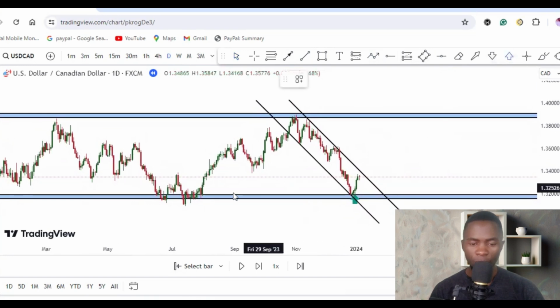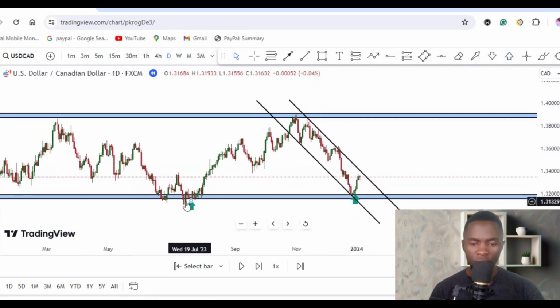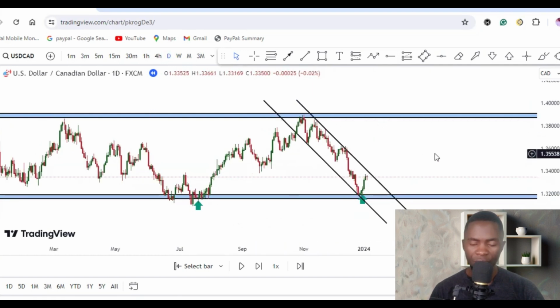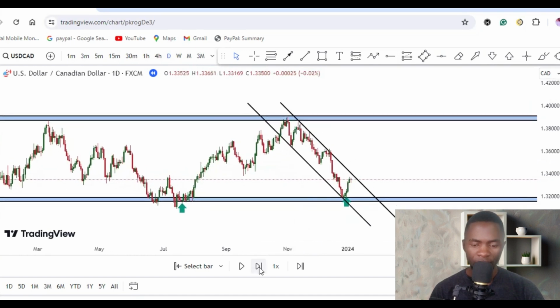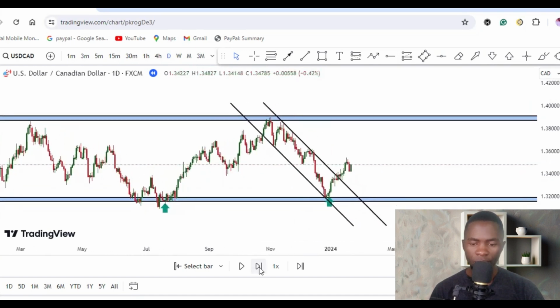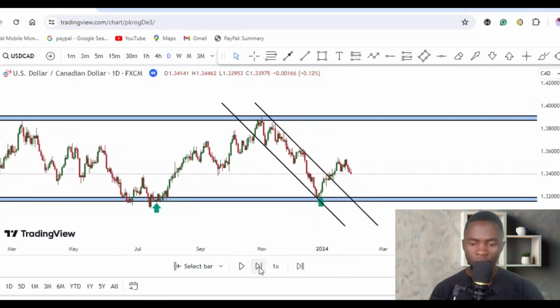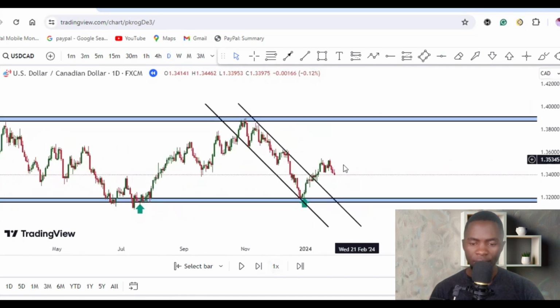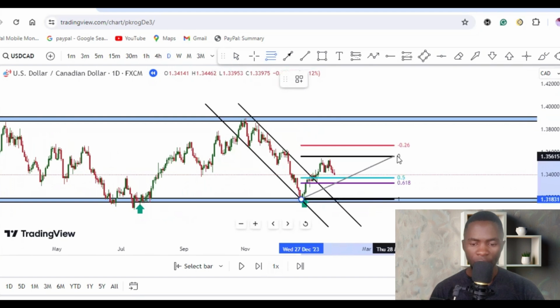I have seen already the pair is already set up very well, because this is my zones. This is my zone. This up here is my zone. The market now, I'm waiting to see if the market will break my trend line. So when I'm using now my bar replay, now clearly you can see the market has broken my trend line. So that is the second confluence for me to enter the trade.